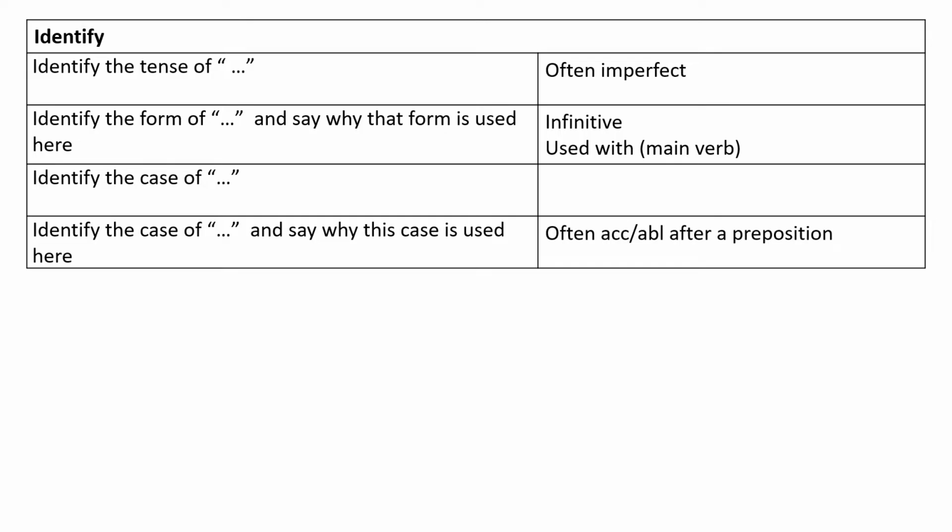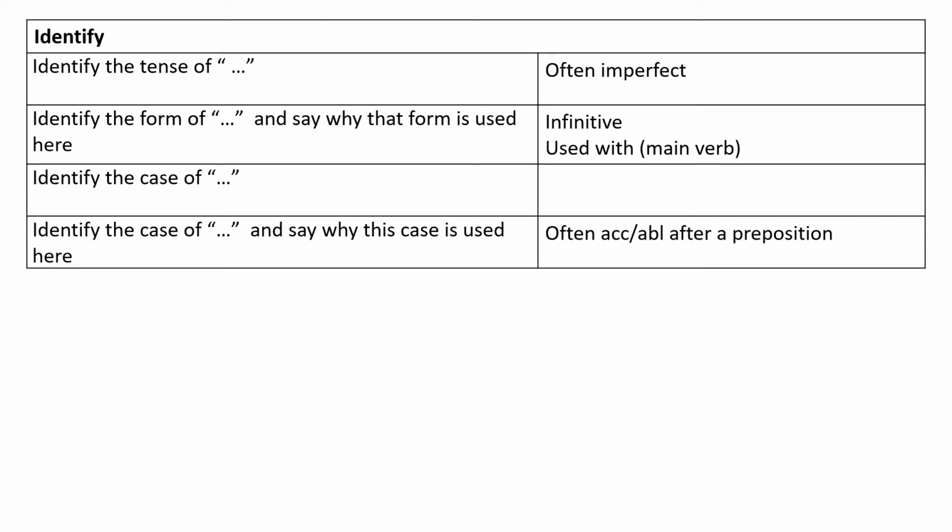Another favourite question is identify the form of and say why that form is used here. It's a real favourite of the examiners. So that's always worth 2 marks. And what he's looking for is the form is the infinitive, and the reason it is in the infinitive, which is why the form is used, is because it's used with, and then all you've got to do is go hunting for the main verb in the sentence that requires an infinitive, and it will be the same in English as in Latin.